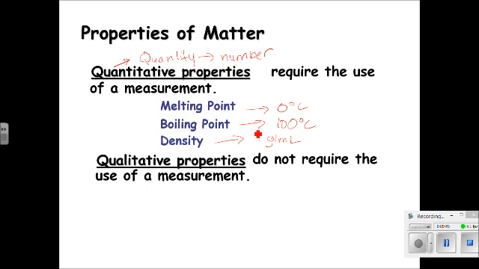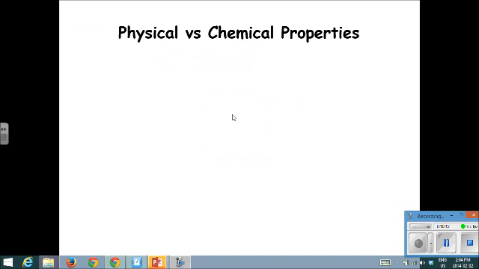Qualitative properties are just the opposite of that. They do not require the use of a measurement or a number. For example, state. Water is a liquid. That is a qualitative property. The color of water is clear or blue depending, and that is a qualitative property as well. Or if you're describing the texture, you're using words, not numbers. They're qualitative properties.